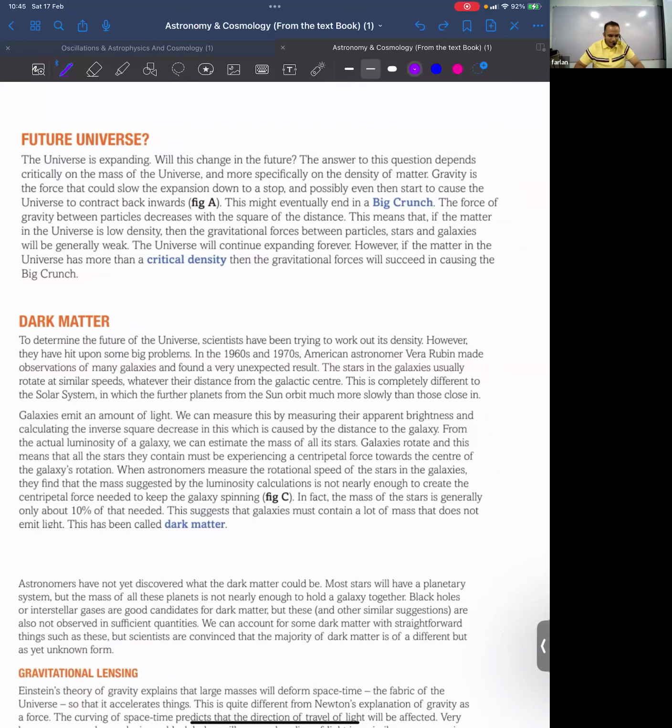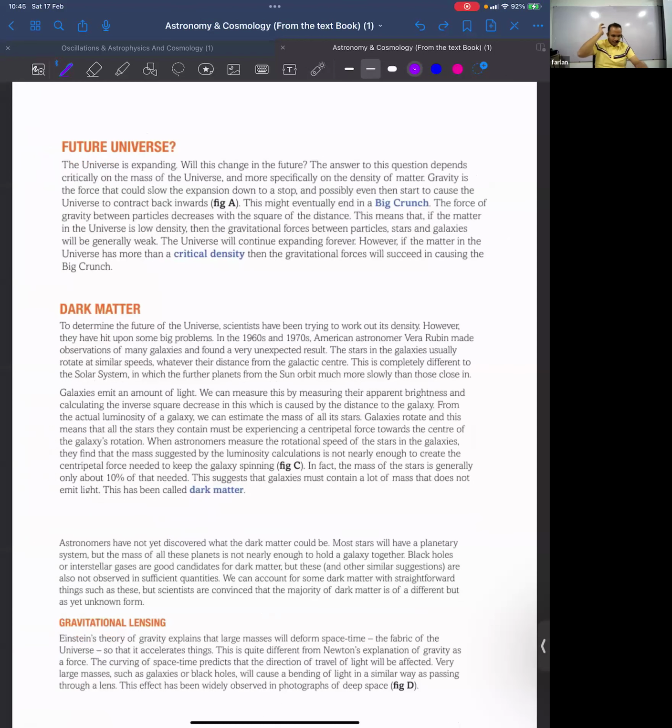Okay, guys, let's stick to what is next. Future of the universe. The universe is expanding. Will this change in the future? The answer to this question depends critically on the mass of the universe, and more specifically on the density of matter.